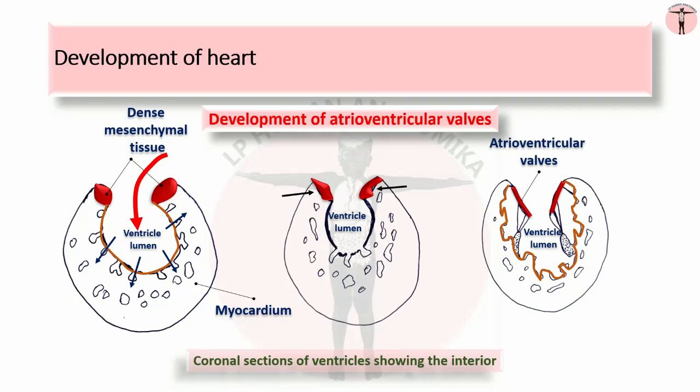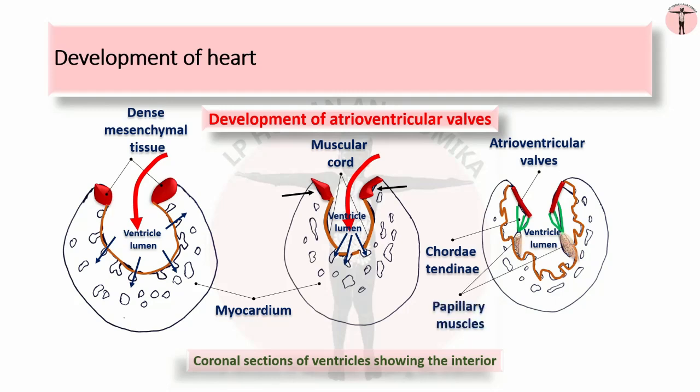As the mesenchymal tissue in the valves is replaced by fibrous tissue, the valves now consist of connective tissue covered by endocardium. With the erosion of the muscular tissue in the walls of the ventricle by the blood flow, at intervals the valves remain attached to the ventricular wall by muscular strands or cords. Later, the mesenchymal tissue in the muscular strands is replaced by the fibrous tissue and becomes differentiated into chordae tendineae and papillary muscles. Finally, the valves are attached through the chordae tendineae to the papillary muscles. Hence, two valve leaflets constituting the bicuspid or mitral valve form in the left atrioventricular canal and three constituting the tricuspid valve form on the right side.